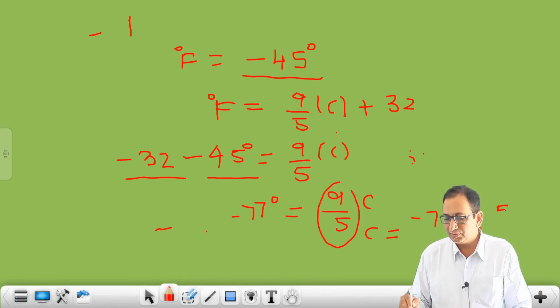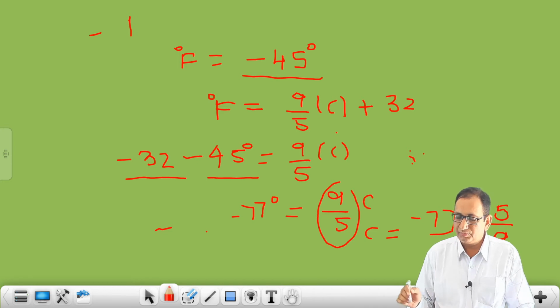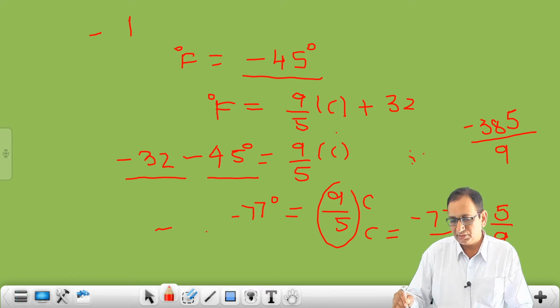That is 5 upon 9. 5 upon 9 is the reciprocal of 9 upon 5. So 5 upon 9, can you cancel it? No, we can't cancel. Then what do we have to do? We have to multiply 77 into 5. Then 7 5 ja 35, 7 5 ja 35, 35, 38. So it is minus 385 divided by 9.